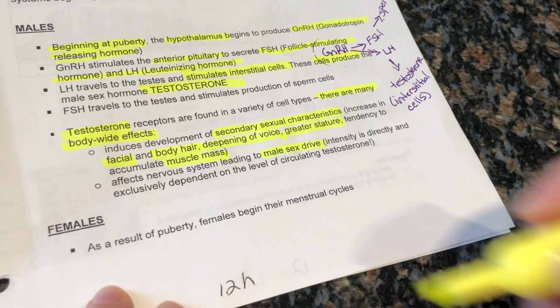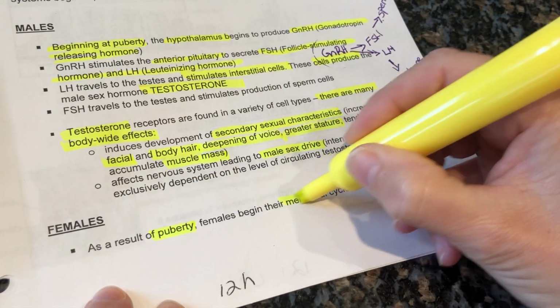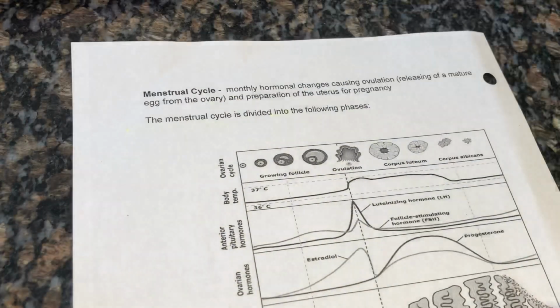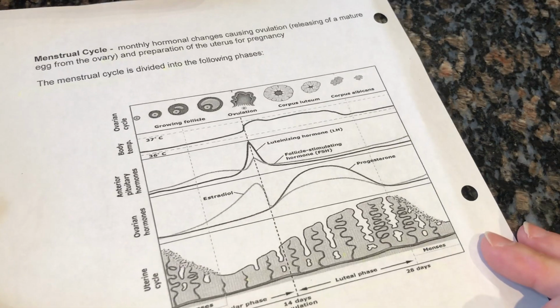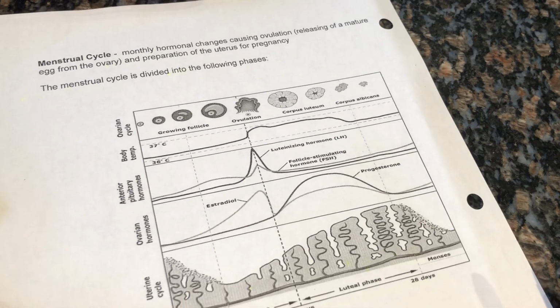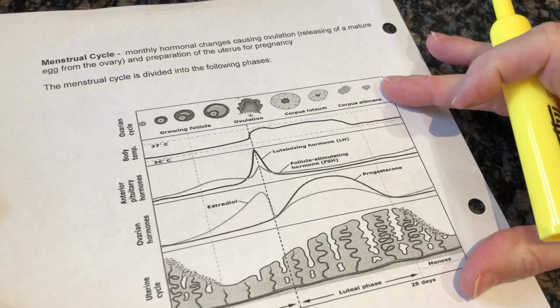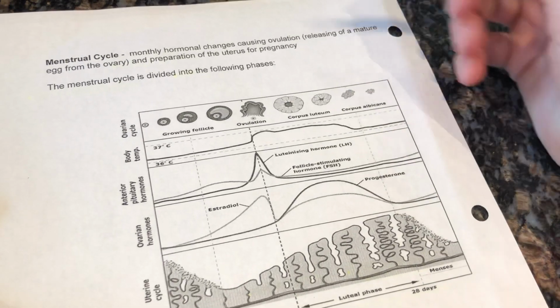In females, this happens as a result of puberty as well, when they begin their menstrual cycles. So we have to take a quick look at the menstrual cycle here. You know that I've put this on the test in the past. It might have even been on the exam. That's not going to be the case for you guys. And when you have the quiz, obviously you're going to have this in front of you. So your job is to learn how to read this graph.